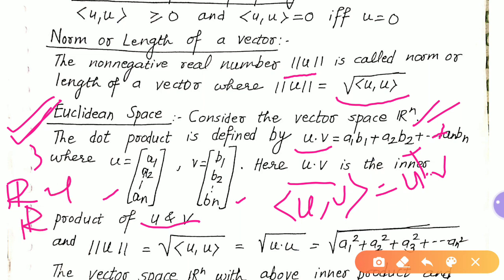For any n, Rn is a Euclidean space, and the length of a vector in Euclidean space, the norm of u, you can calculate simply by the distance formula. It is denoted by the square root of the inner product <u, u>, which is the same as the dot product u bar dot u bar, and which is equal to the square root of a1 square + a2 square + ... + an square, where a1, a2, ..., an are the elements of that vector. Take the square of every element, add them, and take the positive square root, and that will be the length of that vector, or norm of u.